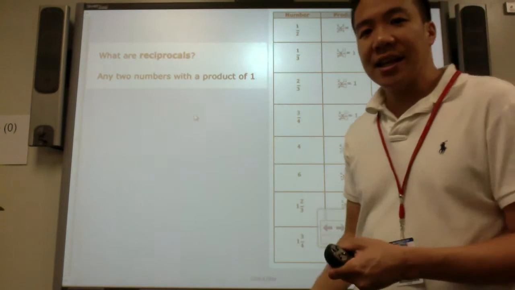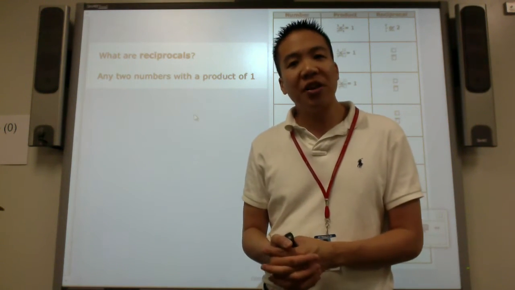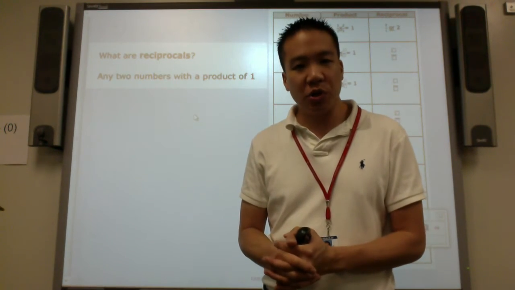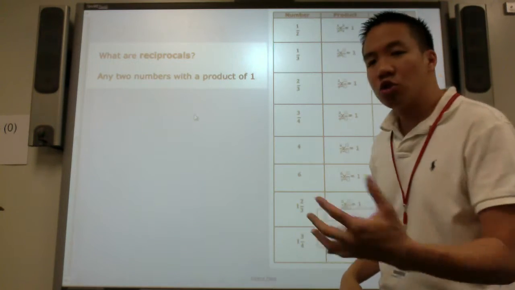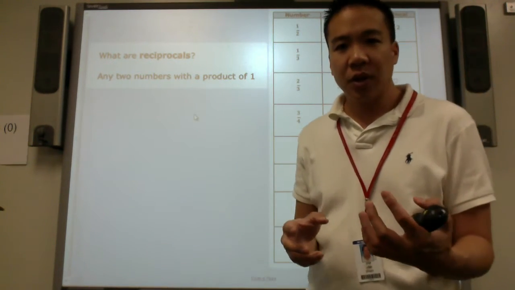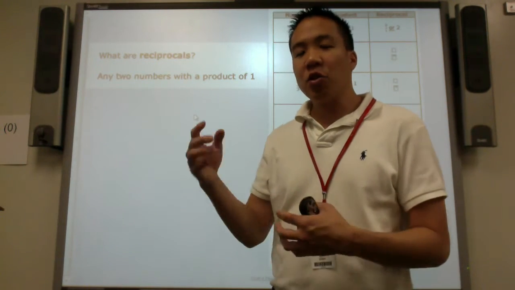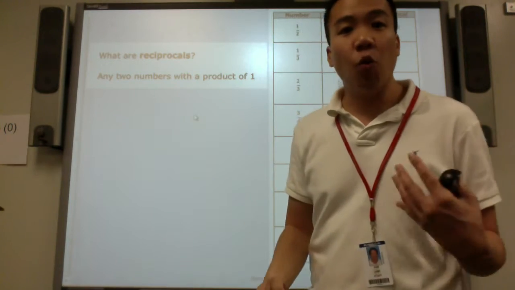So our second lesson now is what are reciprocals? In order to know how to divide fractions, you have to know what reciprocals are. Reciprocals are the flipping of a fraction. But what's the true mathematical definition? It's when you start with a number and then you multiply by another number, another fraction, and it equals a product of one whole.